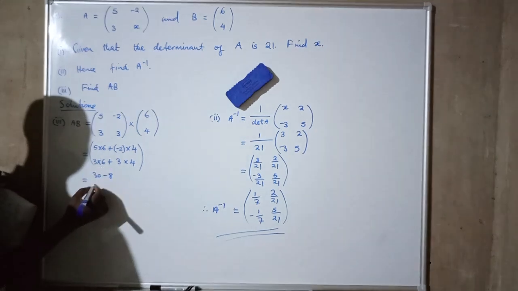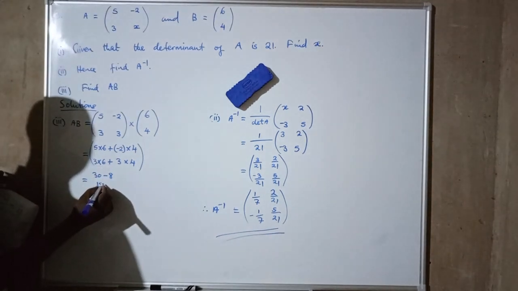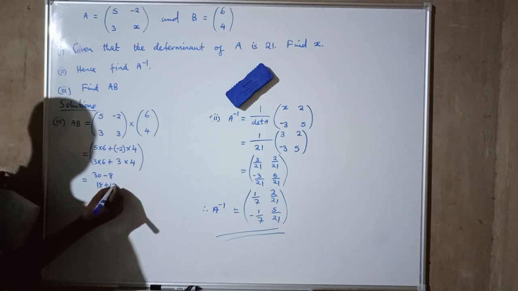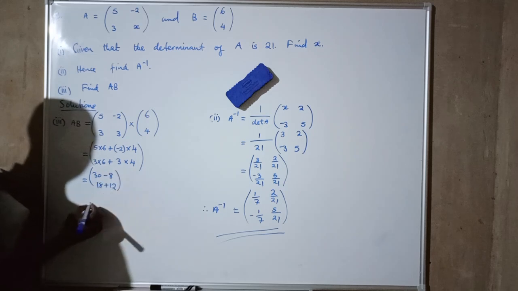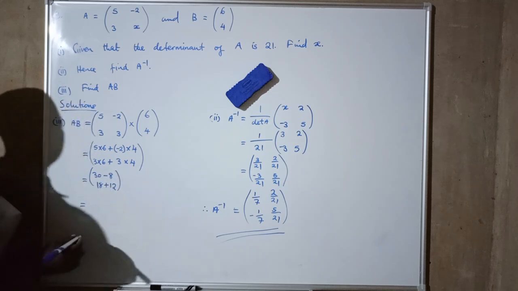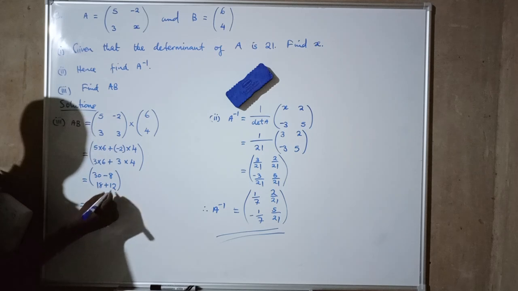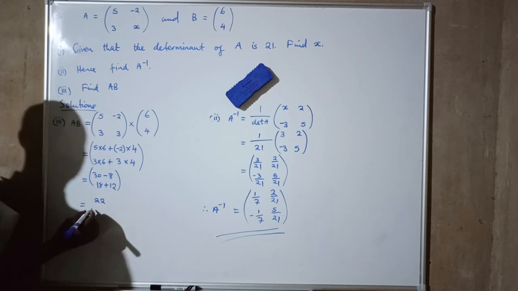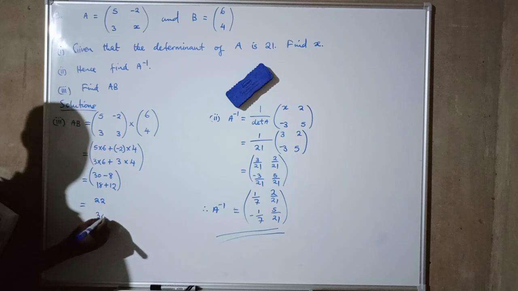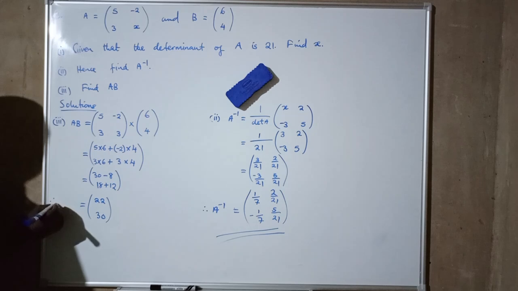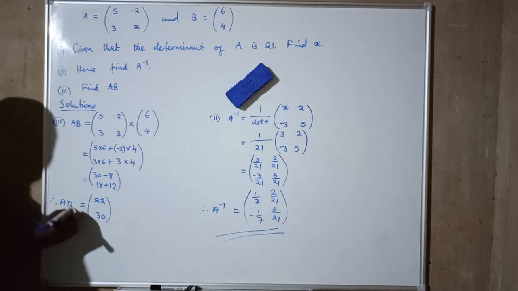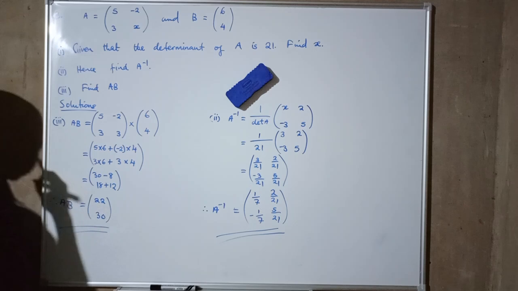Then here 3 times 6, it will be actually 18. Then 3 times 4, it will be 12, plus 12 like that. Then we say equals 30 minus the 8, it will actually be 22. Then 18 plus 12, it will be 30. So therefore, we can say AB will give us this answer.